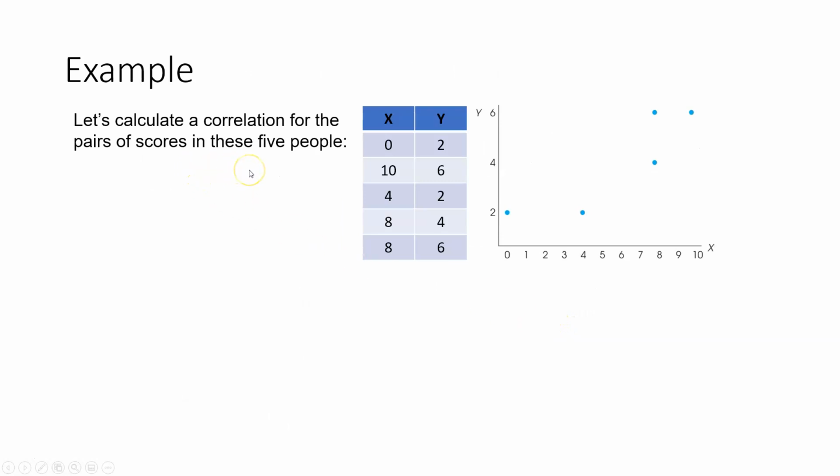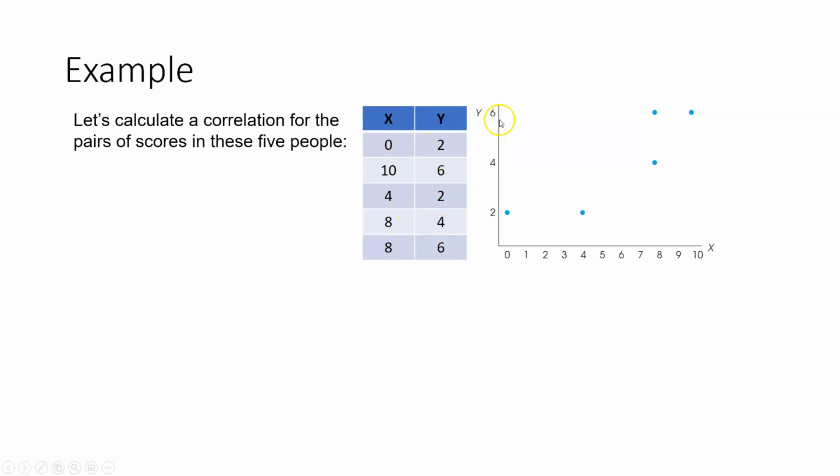Let's walk through an example. Let's calculate the correlation, or the R, for the pairs of scores in these 5 people. So these 5 people here have a set of scores on 2 variables. This is person A, person B, person C, person D, person E.